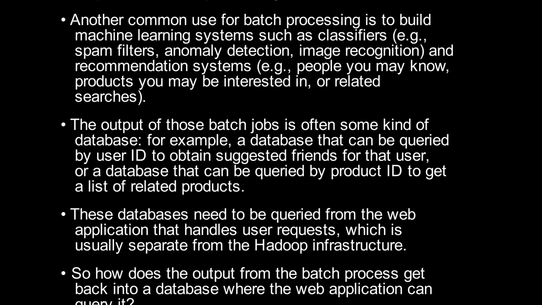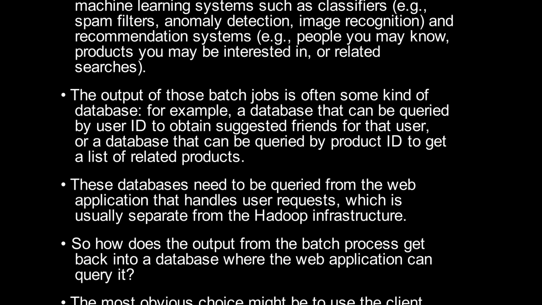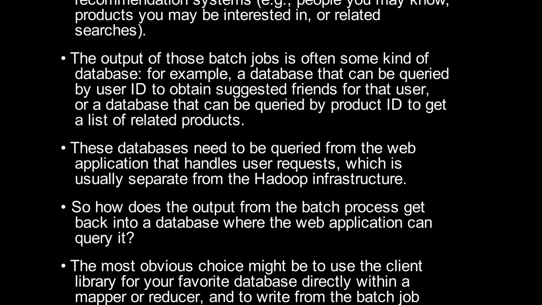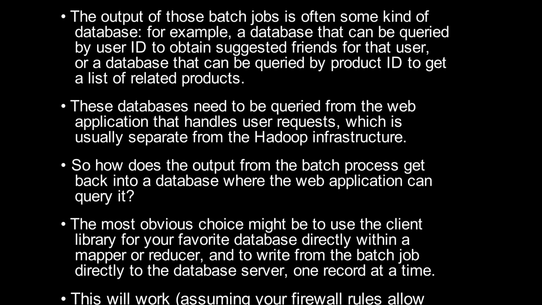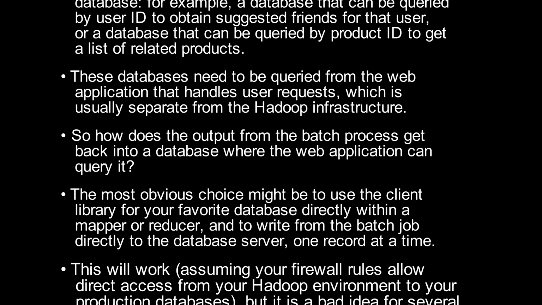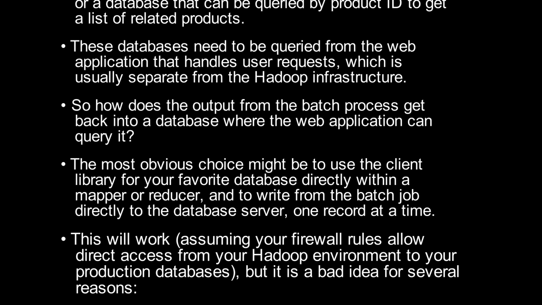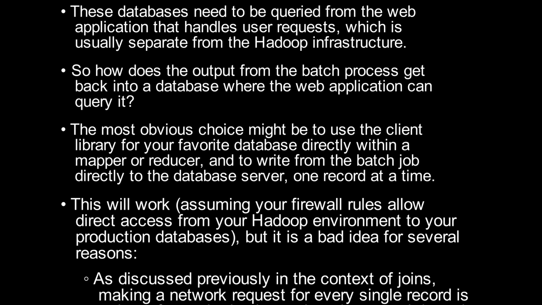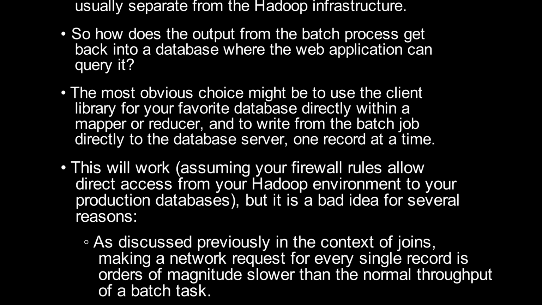These databases need to be queried from the web application that handles user requests, which is usually separate from the Hadoop infrastructure. So how does the output from the batch process get back into a database where the web application can query it? The most obvious choice might be to use the client library for your favorite database directly within a mapper or reducer, and to write from the batch job directly to the database server, one record at a time. This will work, assuming your firewall rules allow direct access from your Hadoop environment to your production databases, but it is a bad idea for several reasons.